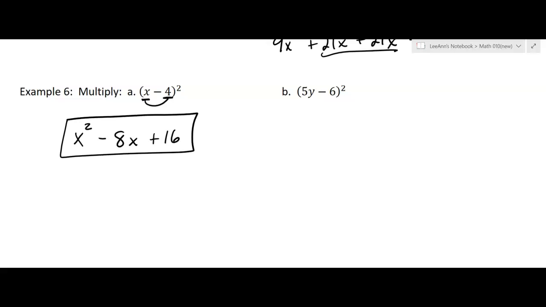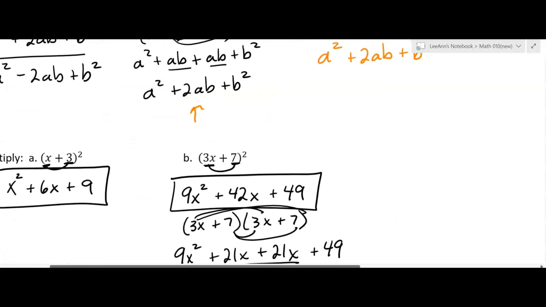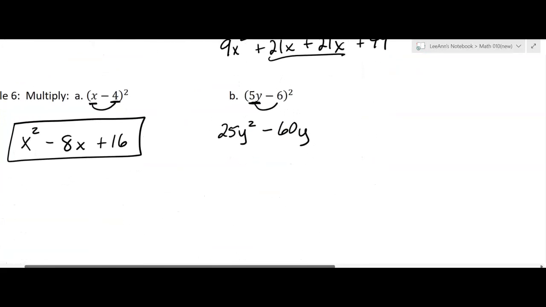Now, on this last one, I could do it the same way. In fact, I'll do it my quick way. 5y, square it. That's 25y squared. Usually students don't have a problem with that. Then take and multiply that. That's negative 30y, double it. Negative 60y. And then, whoops, sometimes my technology here. Okay, and then this last one, square it. That's going to be plus 36.